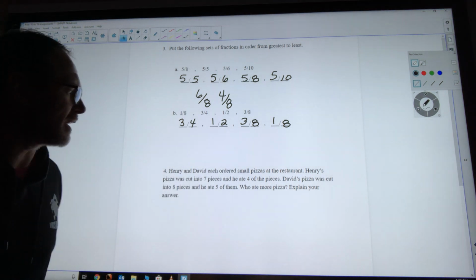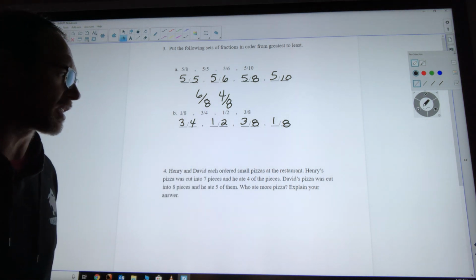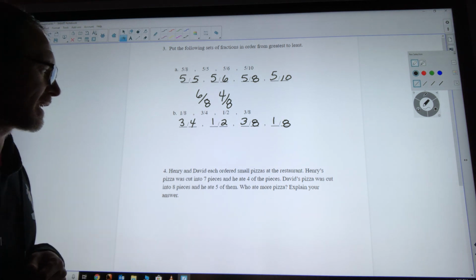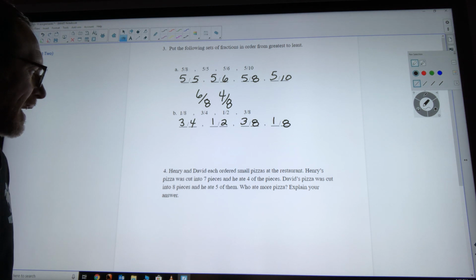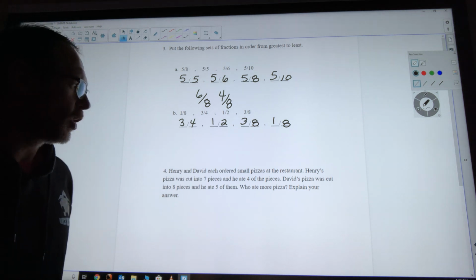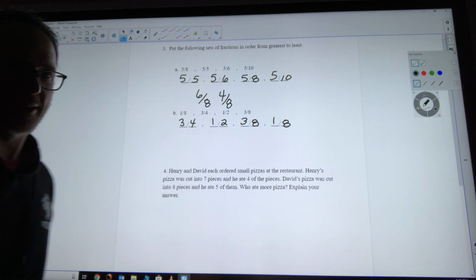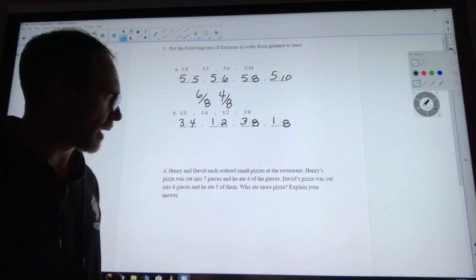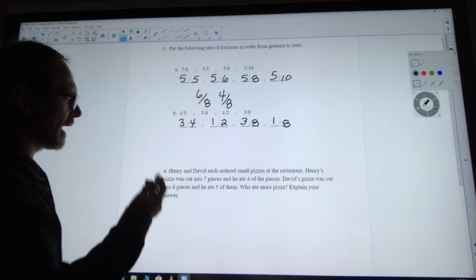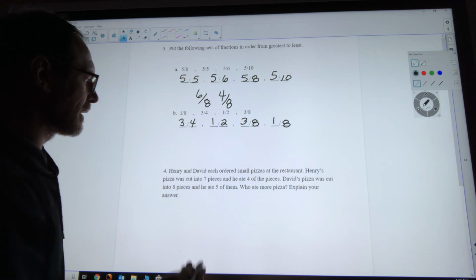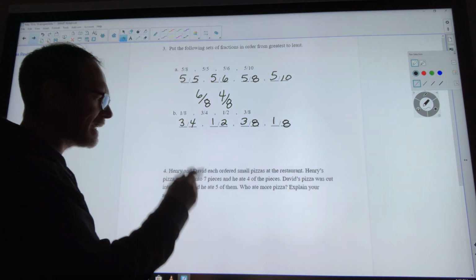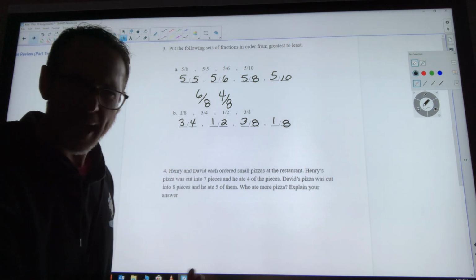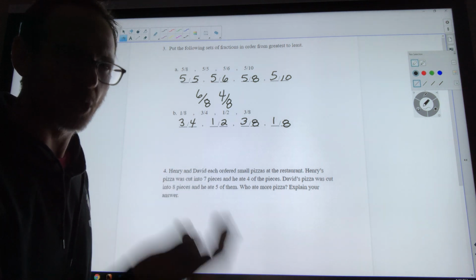Last question. It says, Henry and David each ordered small pizzas at the restaurant. Henry's pizza was cut into 7 pieces, and he ate 4 of those pieces. David's pizza was cut into 8 pieces, and he ate 5 of them. Who ate more pizza? Explain your answer. So when I'm doing this question, I'm going to take a look at Henry's pizza and David's pizza. Now the thing about it is that they're cut into different sizes, and they eat different amounts. What's the same in them is how many they have left over.